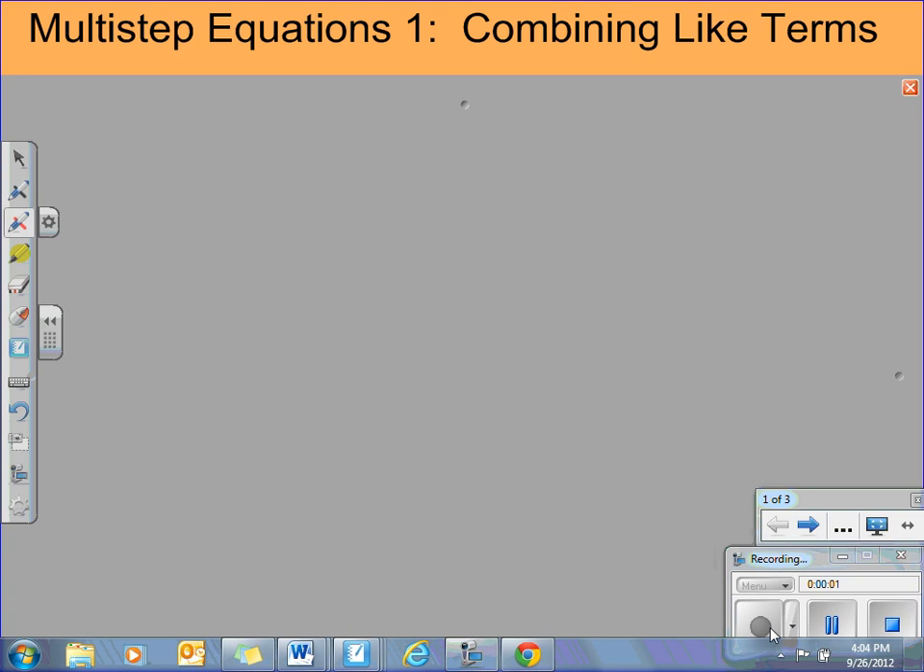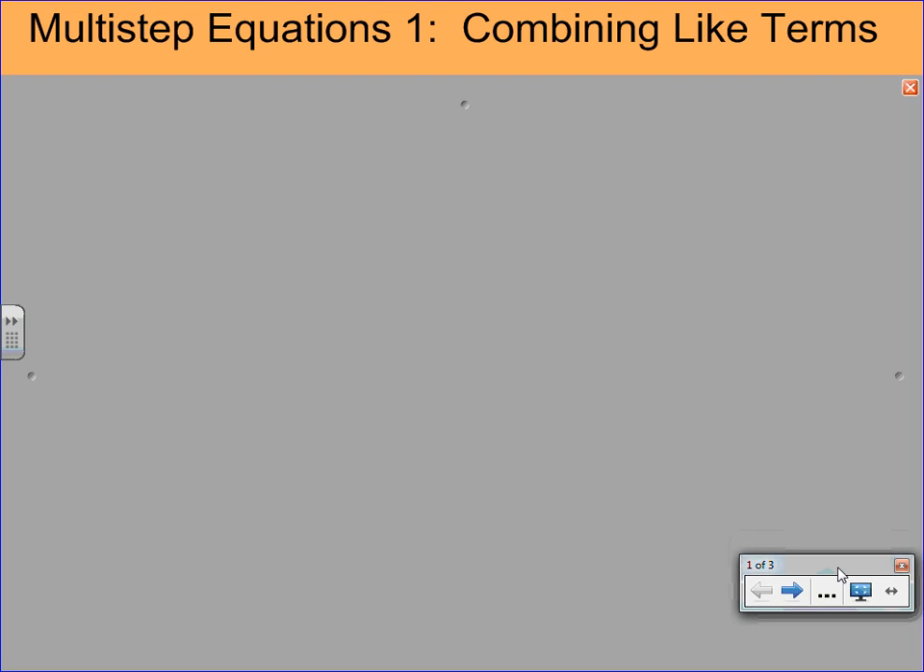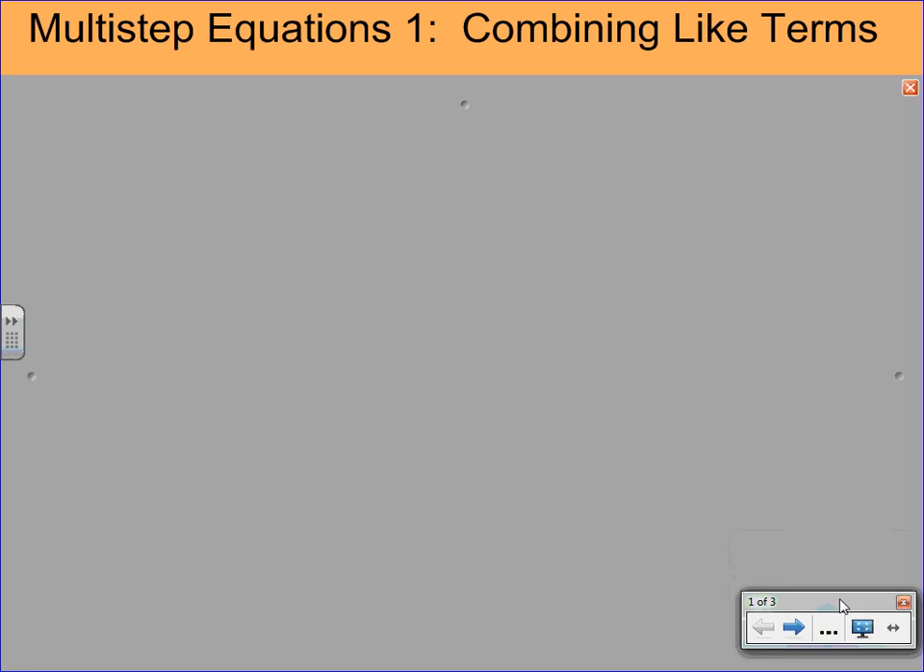This lesson is on multi-step equations. We call it multi-step equations 1 because we have quite a few days on this and we're going to be adding more things that we're going to be doing. So in multi-step equations 1, we're going to be working with combining like terms.